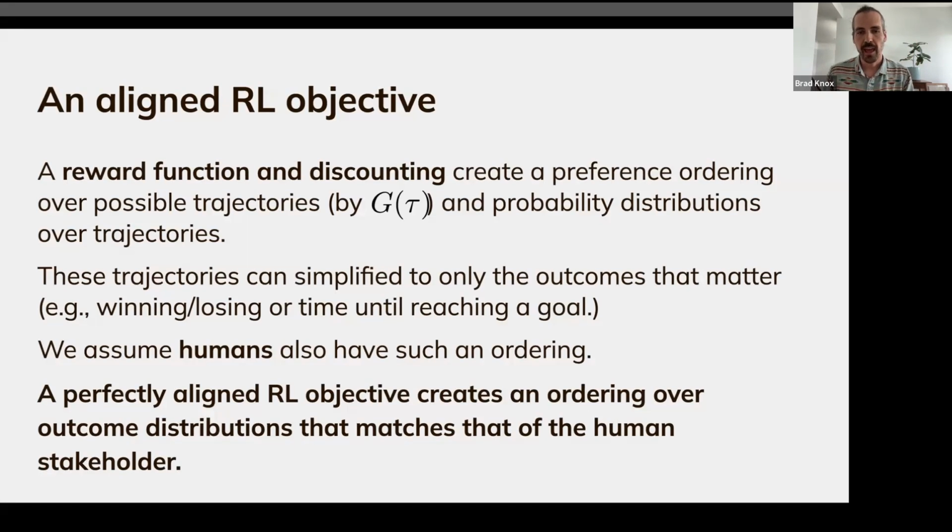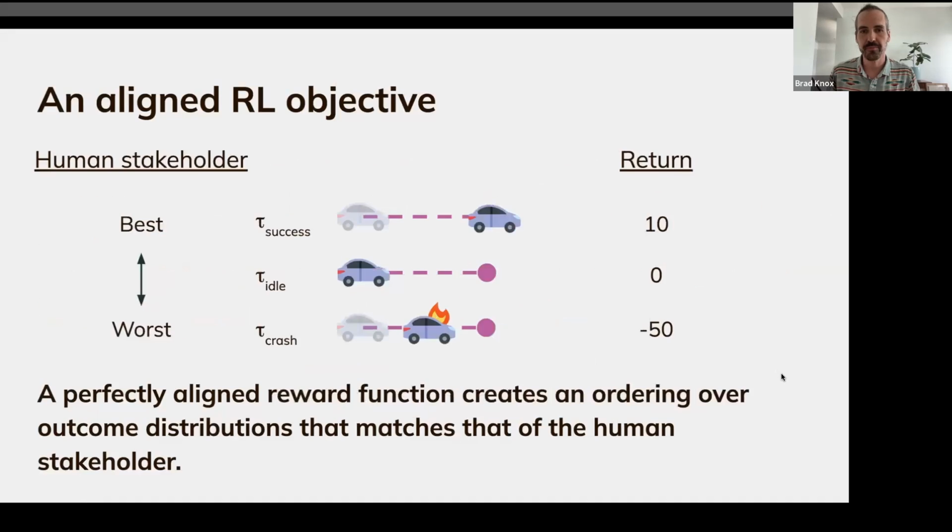And then given these simplified trajectories and distributions over trajectories, we're going to assume that humans also have such an ordering. And so my definition for this talk, which is not a new definition, of a perfectly aligned RL objective is one that creates an ordering over outcome distributions or trajectory distributions that matches that of the human stakeholder. I am not going to talk about the very important problem of social choice and how to handle multiple stakeholders that don't have the same preferences. That's very important, but out of scope.